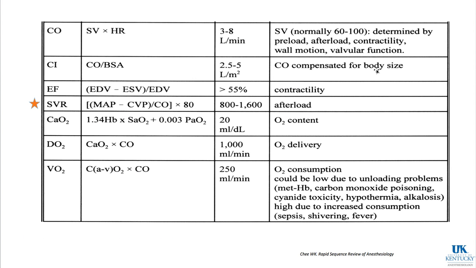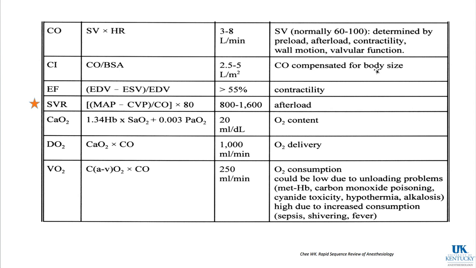Now, let's look at a couple other calculations. Cardiac output, simple. That's stroke volume times heart rate. Stroke volume normally is about 60 to 100 mils, and preload, afterload, and contractility determine that. Cardiac index is when you take cardiac output and index it for the body surface area, and this compensates for differences in body size. Ejection fraction is end diastolic volume minus end systolic volume, which is stroke volume, over end diastolic volume, and normally it's greater than 55%. Usually when it's less than 40%, we consider that a poor left ventricle.